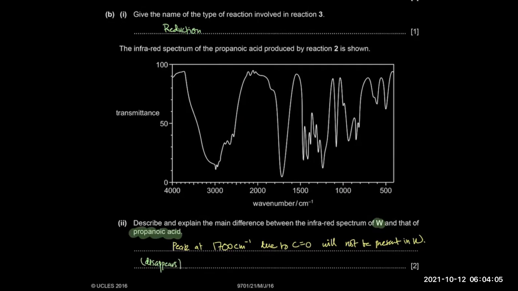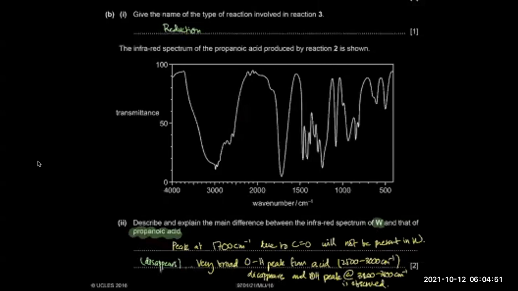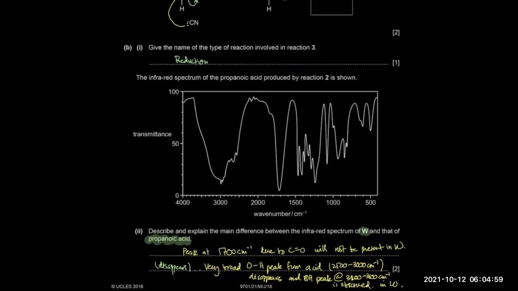What other thing? Someone just mentioned the broad peak, right? So you will also say that the very broad OH peak from the acid, around 2500 to 3000 wavenumbers, disappears. But will we have a new OH peak? An OH peak at 3200 to 3600 wavenumbers is observed. So we do have a new OH peak, because it's not the same as the old one, in W. All right, so that's the answer.